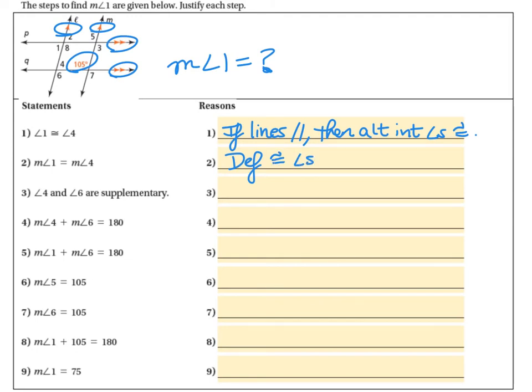4 and 6 are supplementary. When you look at the picture, okay, look, 4 and 6 are supplementary angles. Why are they supplementary angles? Because they're a linear pair. This is the linear pair postulate. Linear pairs are supplementary.